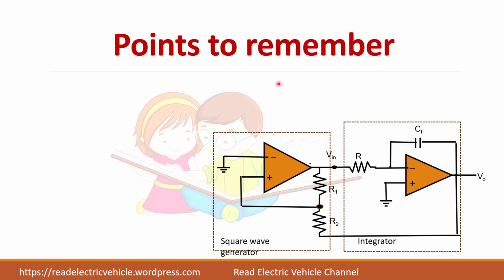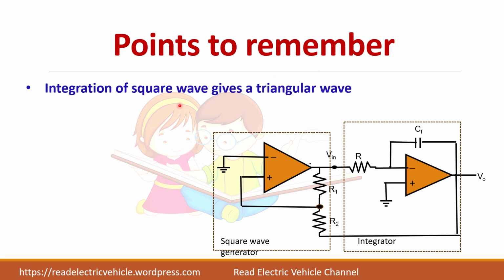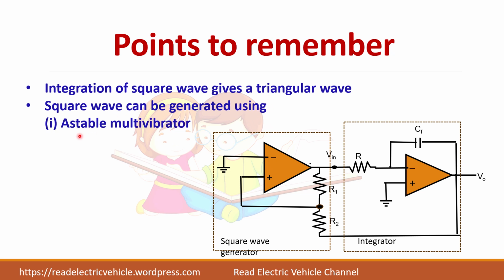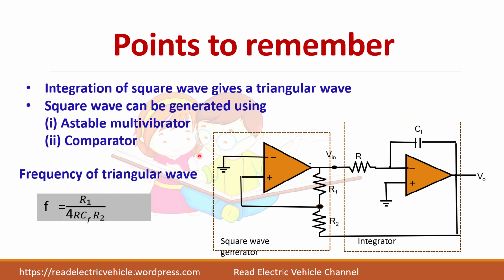Let us summarize what we have seen. Integration of a square wave gives a triangular wave. A square wave can be generated using an astable multivibrator, but it needs more components compared to a comparator. So we have used a comparator and an integrator to generate the triangular waveform. And the frequency of the generated triangular waveform is given by f is equal to R1 divided by 4 RCF into R2.